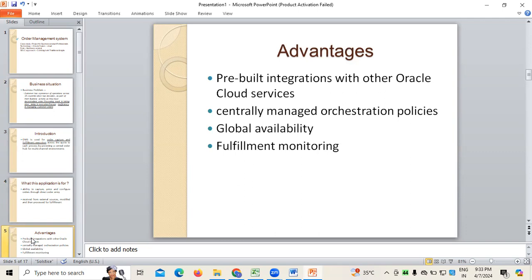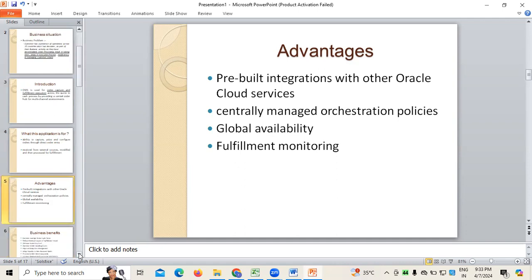At the same time, it is globally available. So globally, anybody can make use of this order management system. Fulfillment monitoring is also one of the advantages, wherein you can see it in context to this application. So when we are trying to provide a solution for any customer, we need to understand what this application is being used for from the business analyst perspective and what advantage will be provided to the customer.